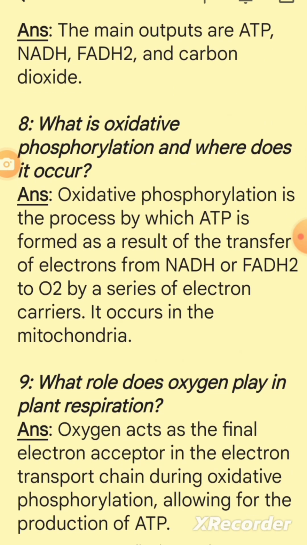Question 8. What is oxidative phosphorylation and where does it occur? Answer. Oxidative phosphorylation is the process by which ATP is formed as a result of the transfer of electrons from NADH or FADH2 to O2 by a series of electron carriers. It occurs in the mitochondria.